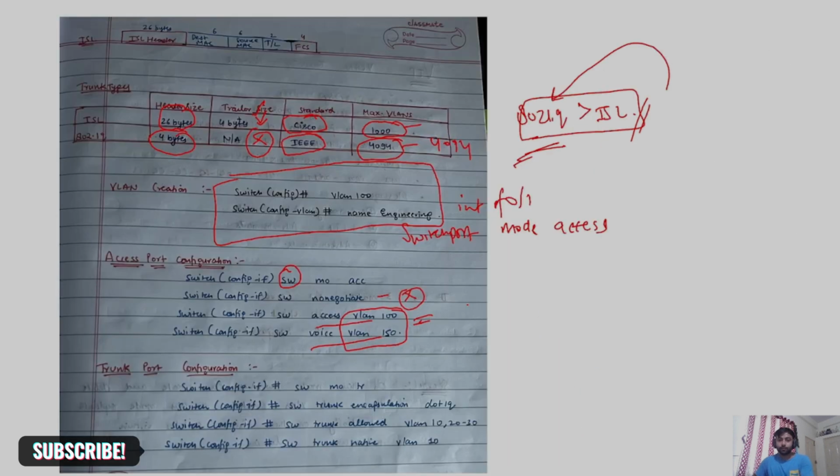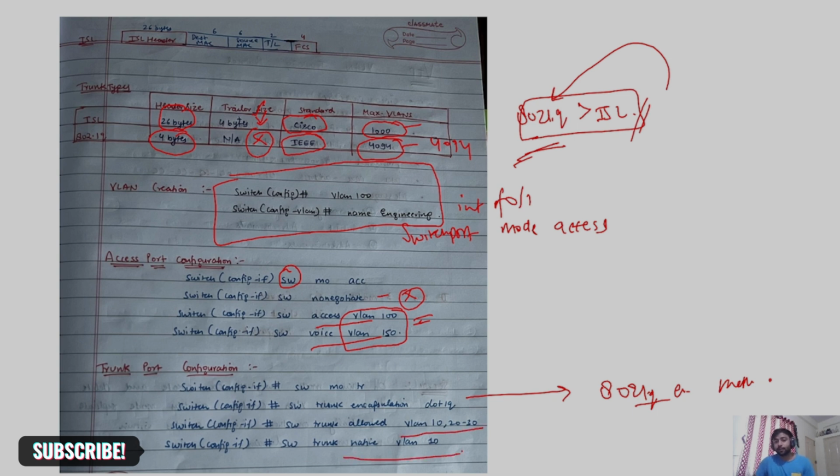So this is how trunk ports transmit our data for multiple VLANs. This is the command: switchport mode trunk, switchport trunk encapsulation dot1q. Here we are defining to use the 802.1Q encapsulation method. And now, what are the trunks allowed? These are the allowed trunks.